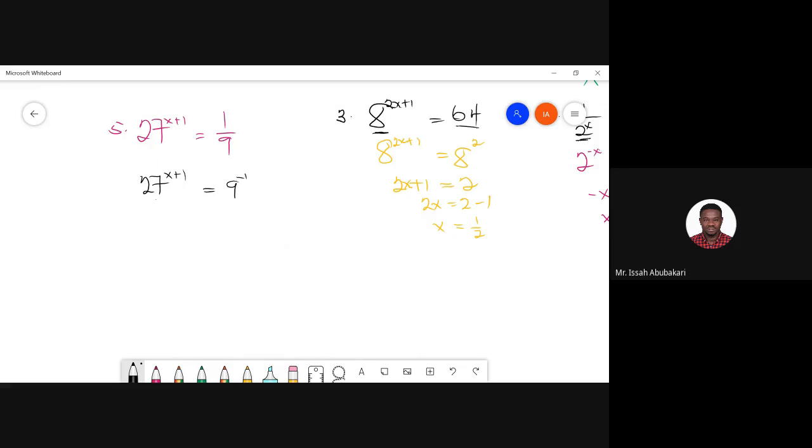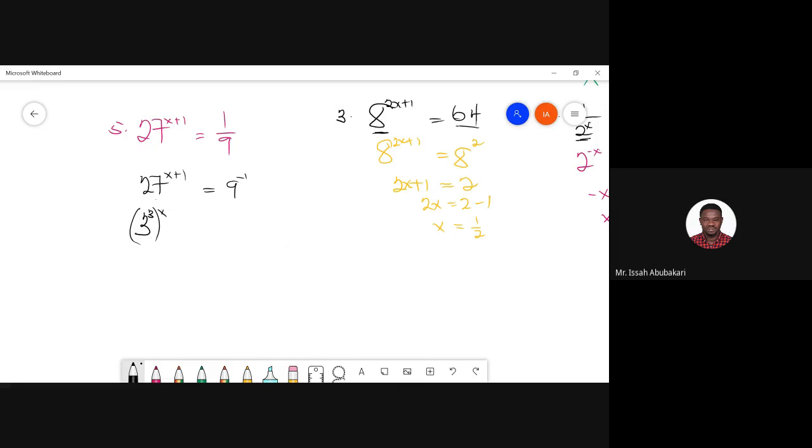The easiest way is to look for the base of 9. And we can go by 3, right? So 3 to the power 2 will give us 9. Now 3 to the power what will give us 27? Then we realize that 3 to the power 3 will give us 27. So you're going to have 3 to the power 3 as the same as 27.